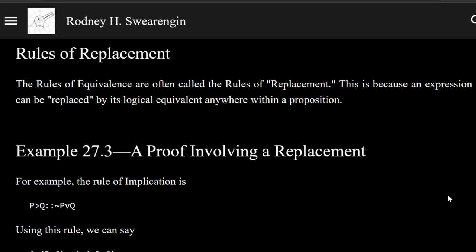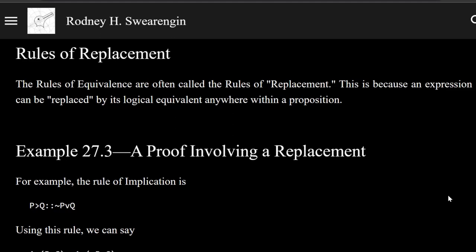Logic zero, example 27.3, a proof involving a replacement. The rules of equivalence are also referred to as the rules of replacement. This is because an expression can be replaced by its logical equivalent anywhere within a proposition.